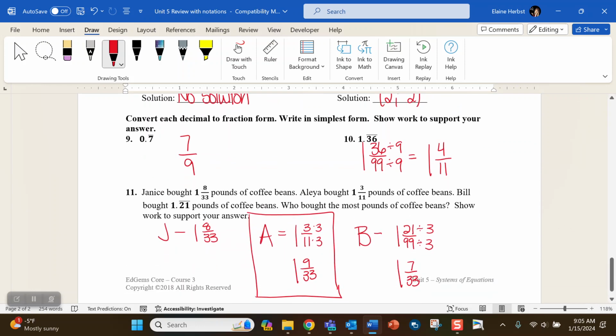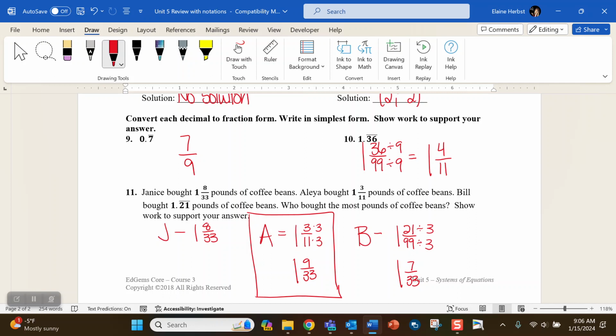Then finally, the last question is comparing 3 different people who buy different amounts of pounds of coffee beans, and we want to know who bought the most. So anytime we're comparing, we want to make sure that all the numbers that we're comparing are in the same form. You can see Janice and Aaliyah are both in mixed numbers, but we have Bill that's in repeating decimal form.